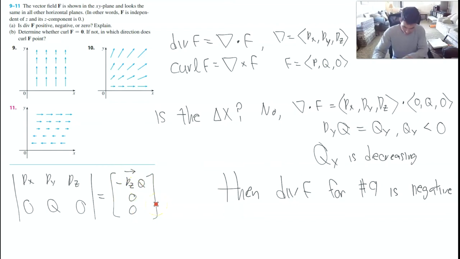So curl of f for number 9 is what? It's negative q with respect to z.